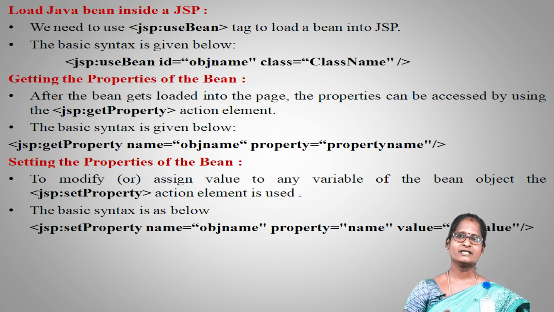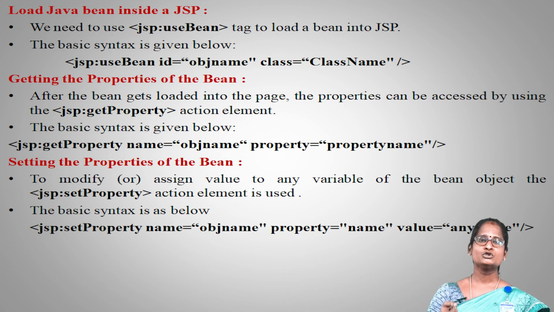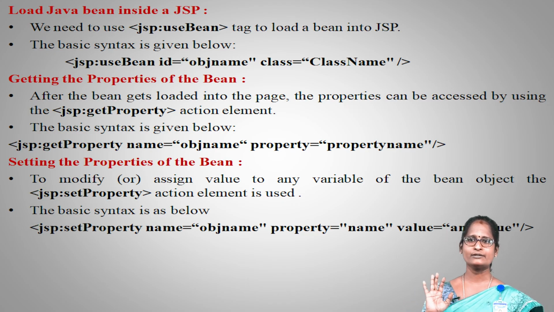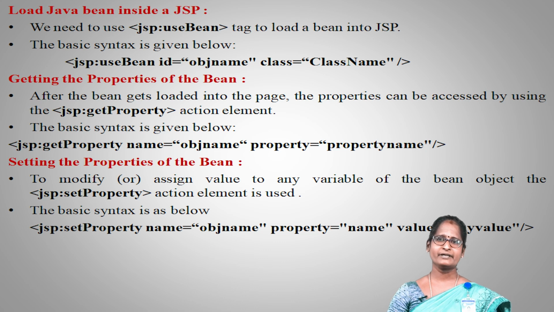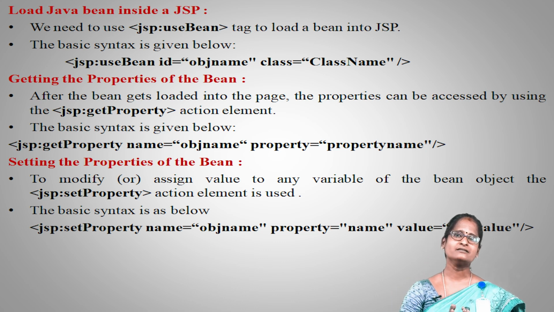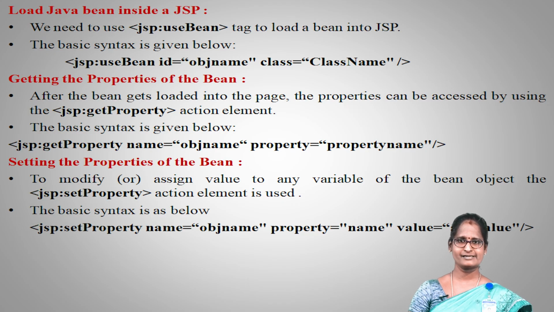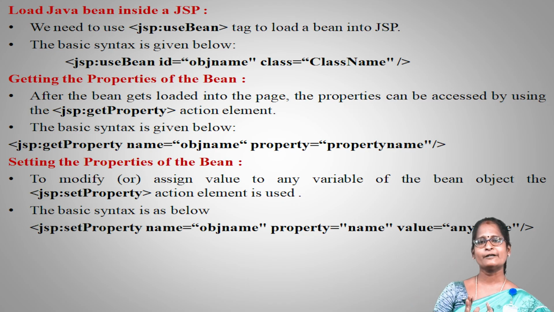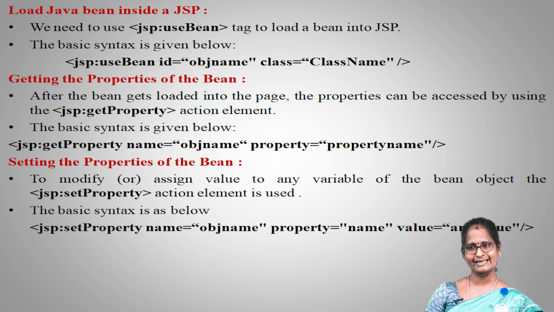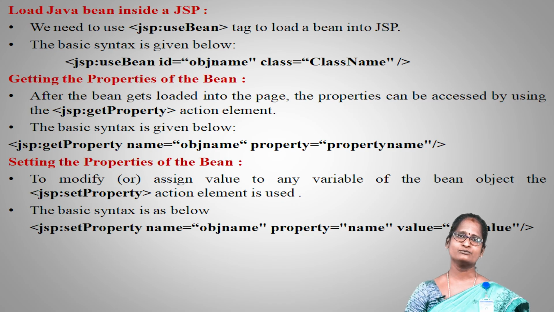As well as the same, setting the property of the bean to modify or assign the value to any variable of the bean object, the jsp:setProperty action element is used. The basic syntax is jsp:setProperty name equal to object name, property equal to property name, value equal to any value to be included.